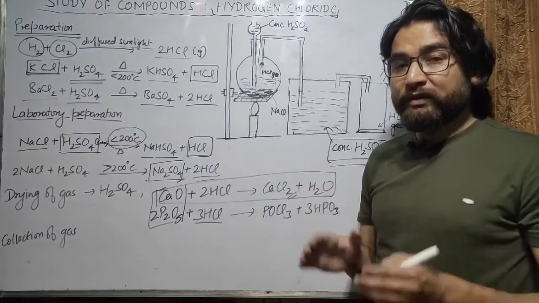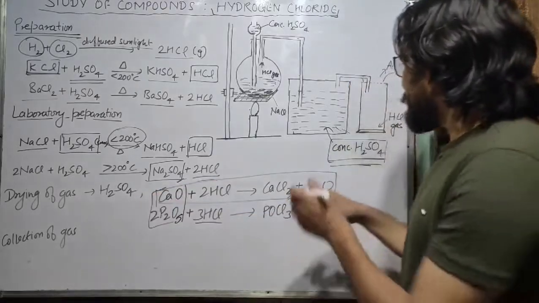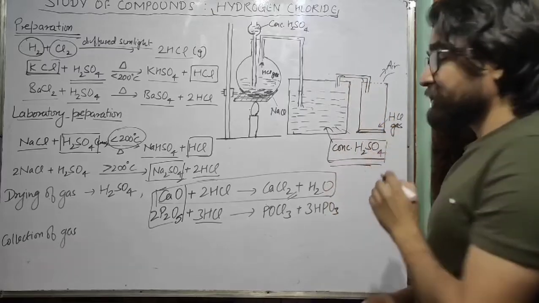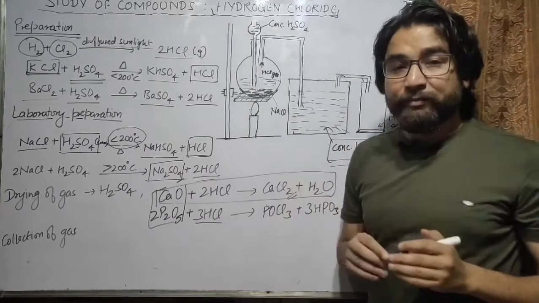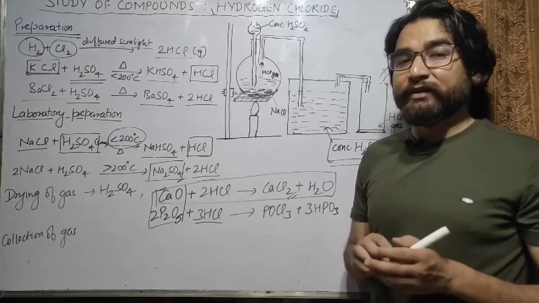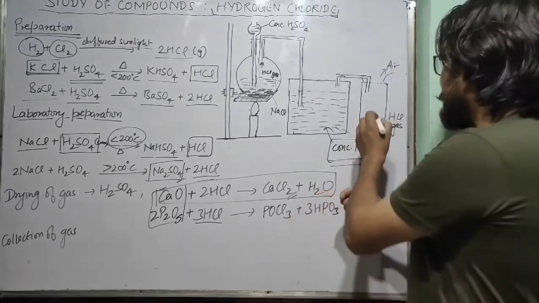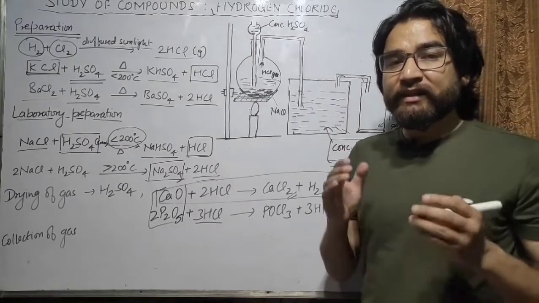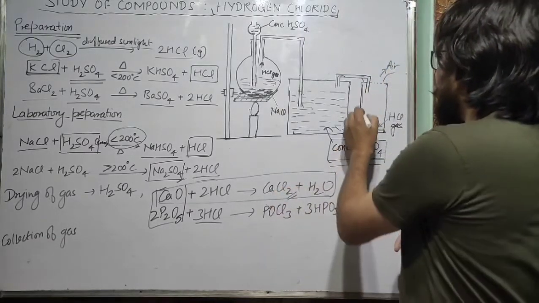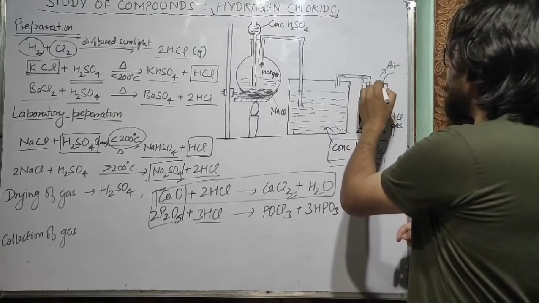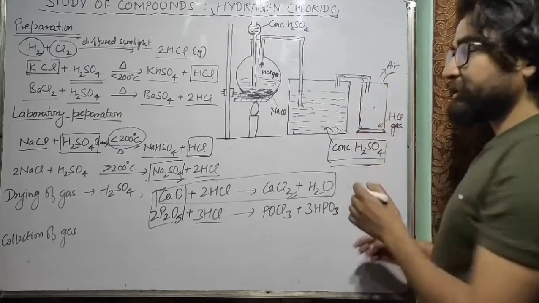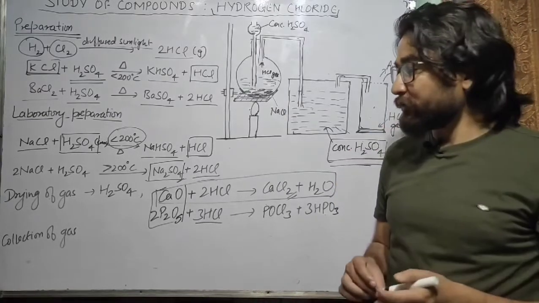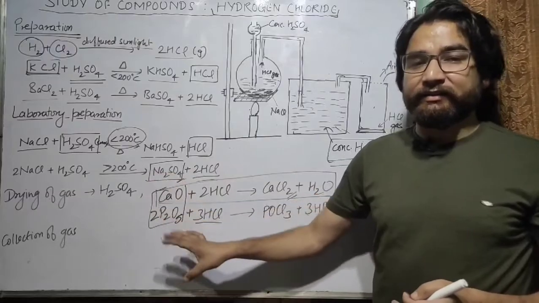Once we obtain the dry gas after passing the gas through concentrated sulfuric acid, the dry gas can be collected by upward displacement of air, because we know that air is lighter than HCl gas, or you can say HCl gas is heavier than air. So it can be collected in a container which will remove the air. It will displace the air upwards because HCl is heavier than air. So this is how the HCl gas is collected.